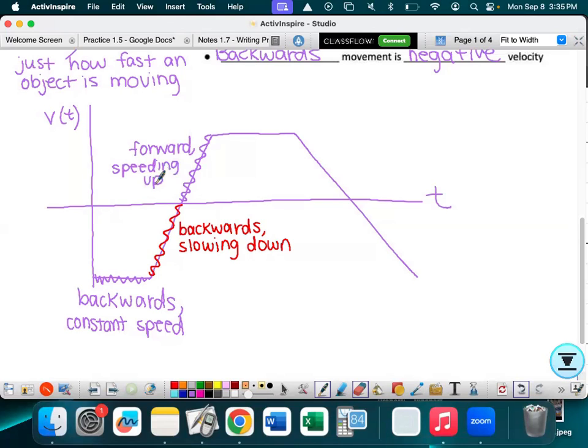I want you to go ahead and pause the video, and I want you to label what is happening in each section for the rest of the graph. So we have 3 more sections. I want you to say whether we're moving forwards or backwards, and then whether the particle is speeding up, slowing down, or going at a constant speed.